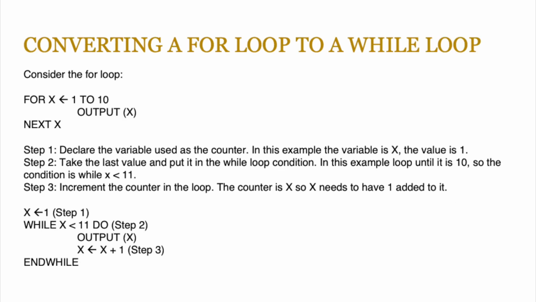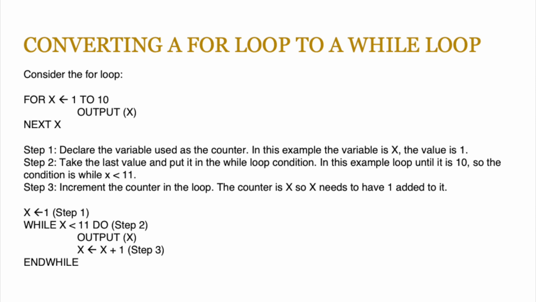Now, in an exam, sometimes you'll be asked to convert a for loop to a while loop or vice versa. So if you look at the loop on screen, for x is assigned the value 1 to 10, then we output X, and then we move on to the next X. Now, in this case, how do we convert this to a while loop? So the strategy is step one, to declare the variable that you're going to use as a counter, because a while loop does not automatically count.